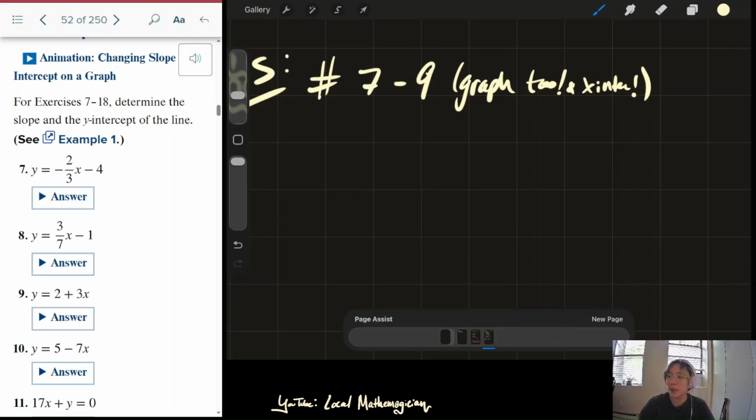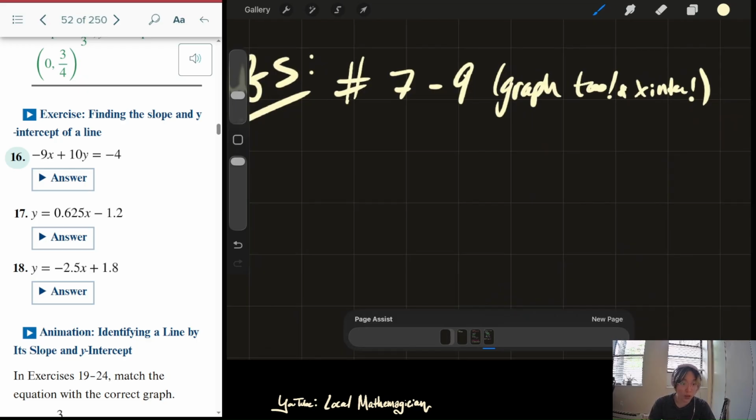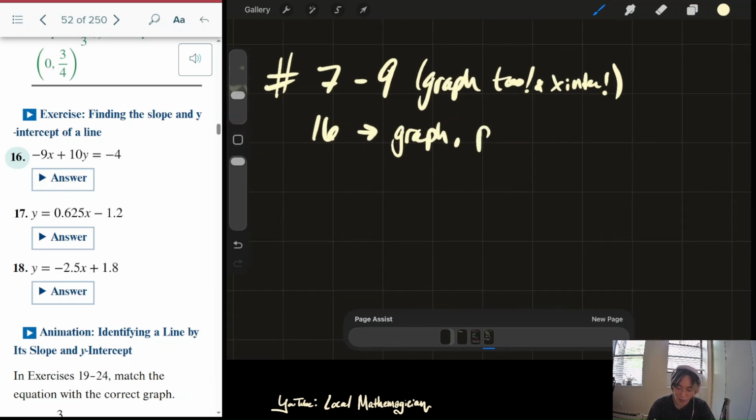All right. And then I want you guys to do number 16, and I want you to turn this into a graph. I want you to have it in point slope. Actually, I don't want it in point slope, I lied. I want it in slope intercept. And I also want the x-intercept. Okay?